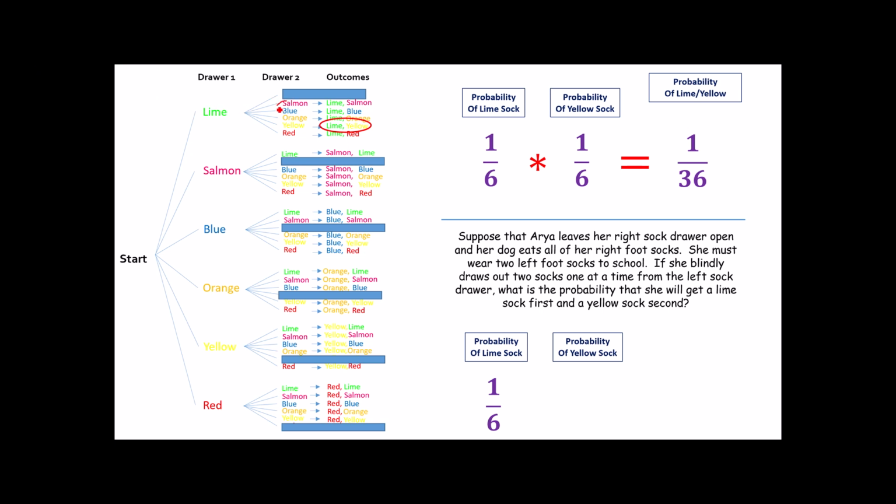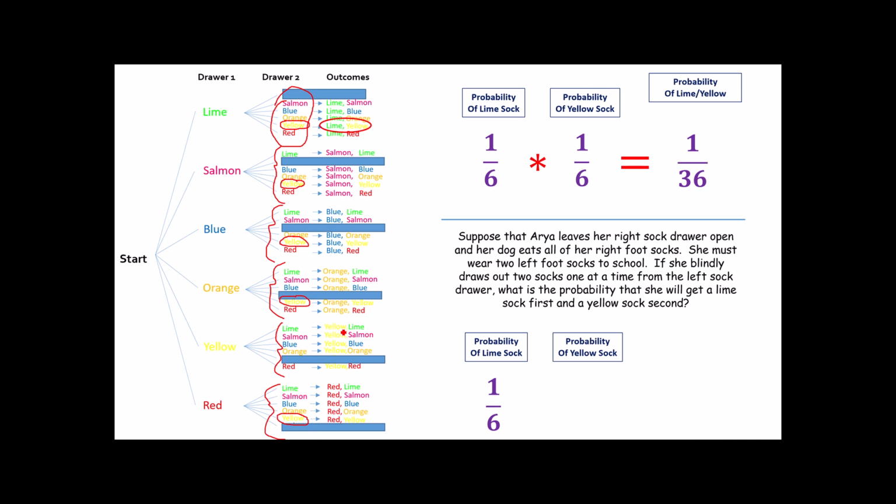Because when she goes to make her second draw, if you look here, only one of the 5 remaining are yellow. Down here, only one of the 5 remaining are yellow. Down here, there are none of the 5 remaining that are yellow. And down here, there's one of the 5 remaining that are yellow.